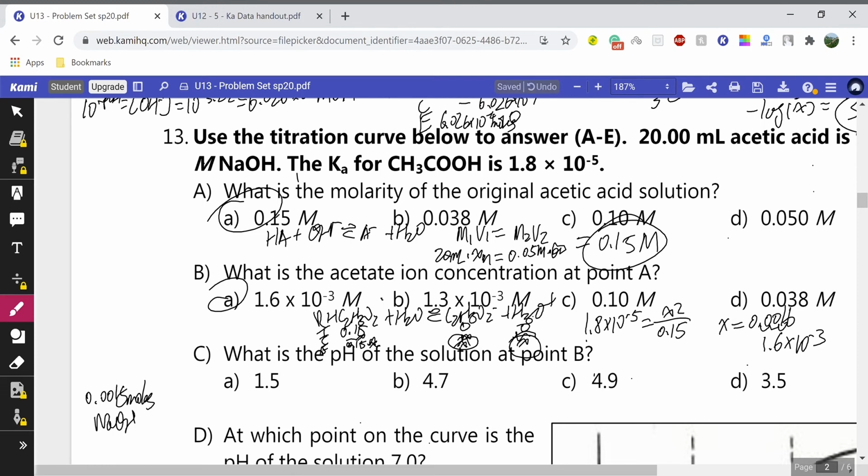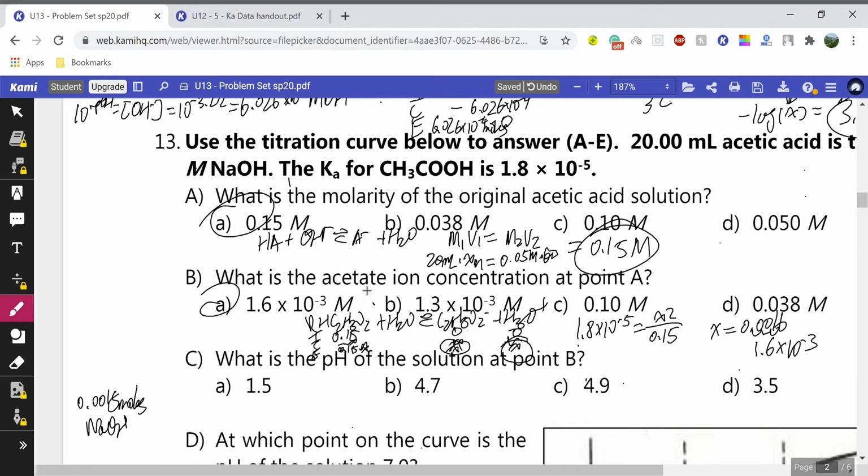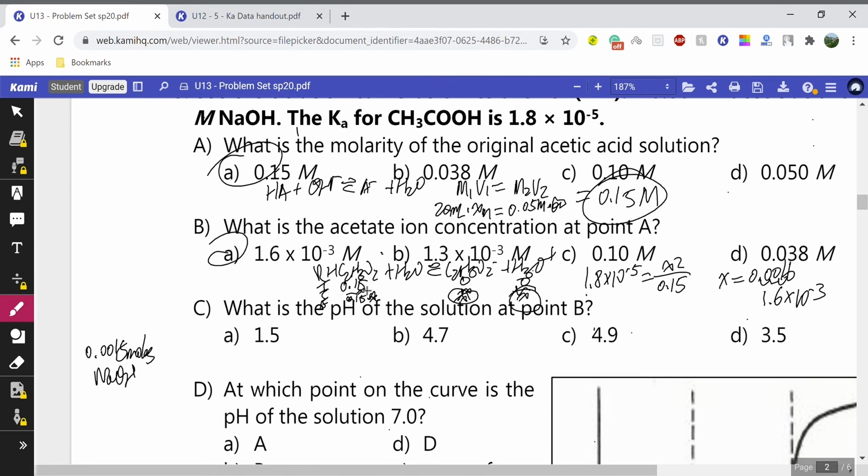Now we also got to find the moles of HC2H3O2. So we have 0.15 molar multiplied by 20 milliliters, 0.02 liters, which will give us 0.003 moles of HC2H3O2. Now we do a RICE chart. The reaction is going to be, alright, not HCl, HC2H3O2.